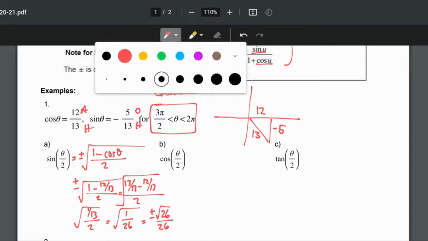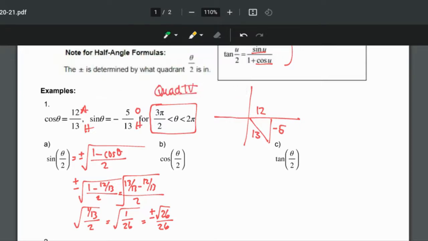But if we were to look at the half angle, if we took theta and divided it by 2, what happens if we take the rest of the inequality and divide it by 2? So 2 pi divided by 2 is pi. 3 pi over 2 divided by 2 is 3 pi over 4. So let's figure out where pi is and where 3 pi over 4 is. And we know that theta over 2 has to end up in quadrant 2.